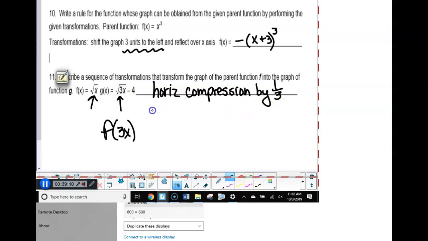You would divide all the values by 3. So, okay, and then the last thing is, what does this do? That's a vertical shift down 4. Okay, what else do you want me to do?